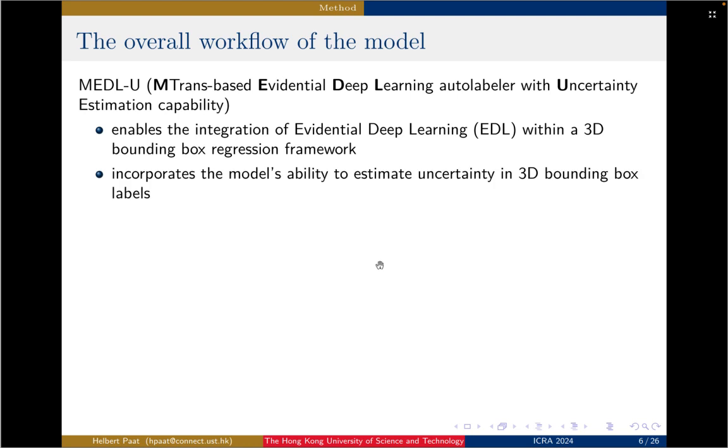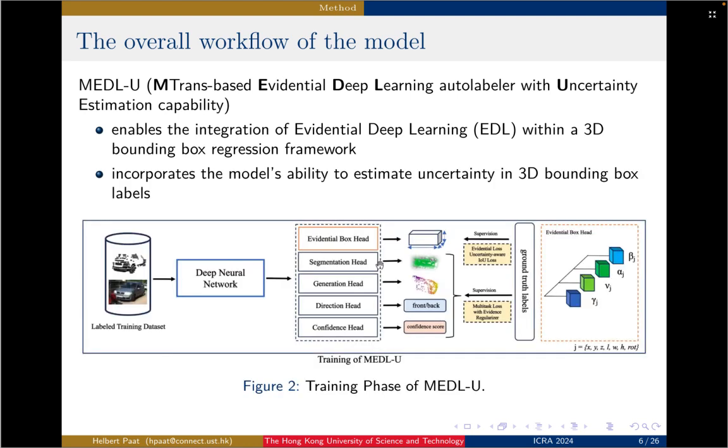There are 3 stages for this framework. First, the autolabeler is initially trained with a small set of ground truth 3D bounding boxes, such as 500 frames of data or 125 frames of data. The autolabeler is in the form of a deep neural network. The outputs of the autolabeler include the estimated 3D bounding boxes and the corresponding uncertainty estimates from the output of the evidential box head. The other heads are utilized to improve the accuracy of the detection.